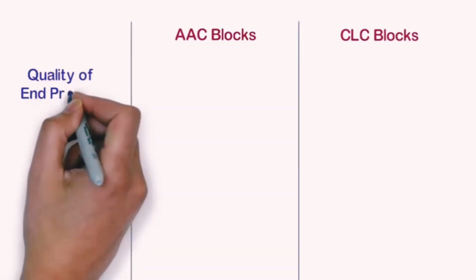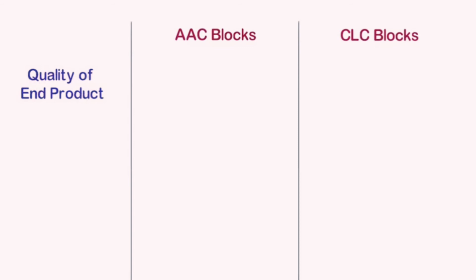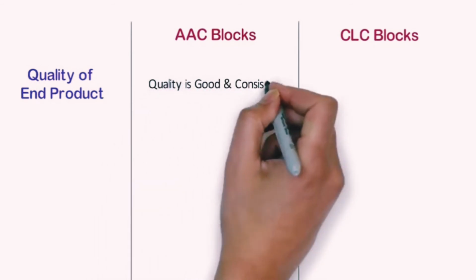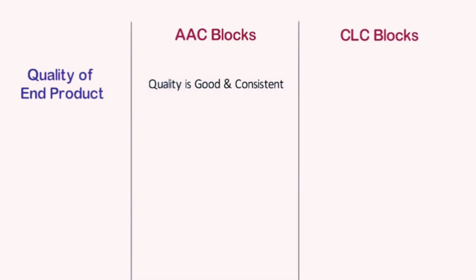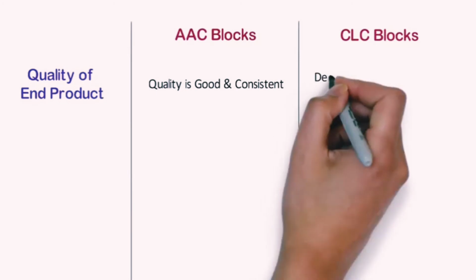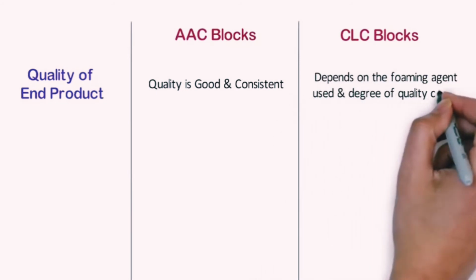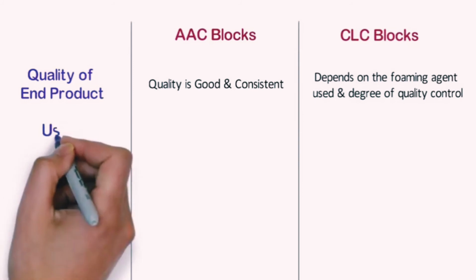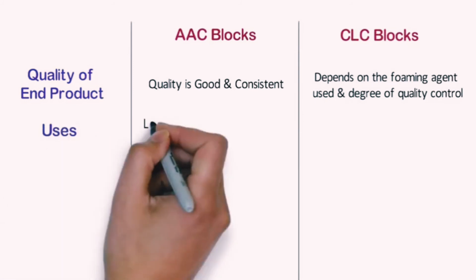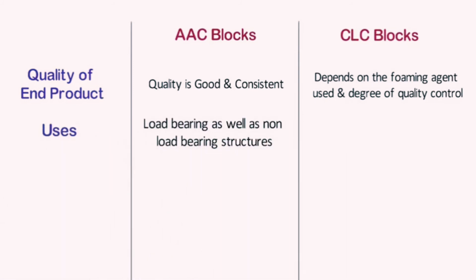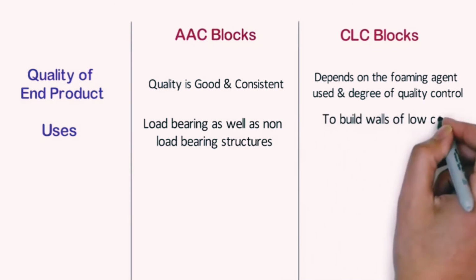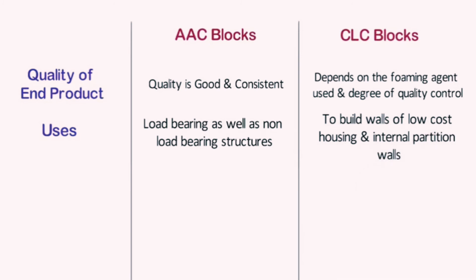Quality of the end product. AAC block is a factory made product, hence the quality is good and consistent. Whereas in case of CLC blocks, the quality of the end product depends on the foaming agent used and degree of quality control. Uses. AAC blocks can be used in load bearing as well as non-load bearing structures. Whereas CLC blocks are used to build walls of low cost housing and internal partition walls.